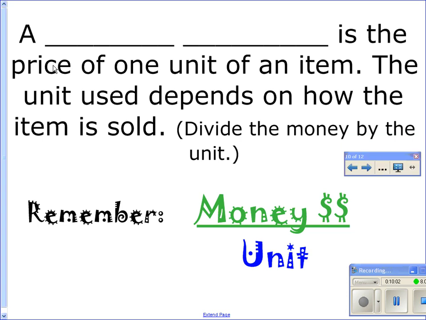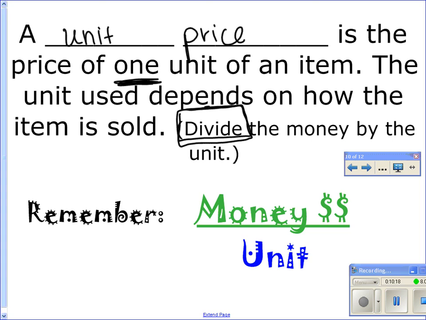For unit pricing, it says a unit price is the price of 1 unit of an item. The unit depends on how the item is sold. So remember that you're always going to divide, there's our wonderful operation for this lesson, the money by the unit. So the money goes on top, the unit goes on bottom. The money goes inside the house, the unit stays on the outside.